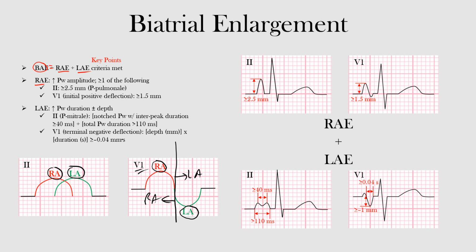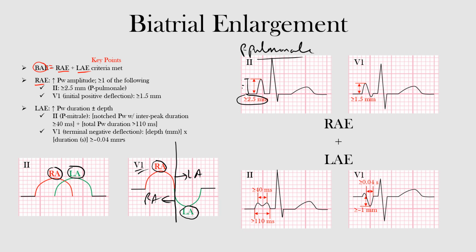In lead 2, we want a P wave amplitude greater than or equal to 2.5 millimeters, or 2.5 small boxes. So here's the criteria, and you can certainly see that. Notice that here's almost 1, 2, 3, almost 4 small boxes. So we meet it there, and again, that's what we call P pulmonale. You can think of this right atrial enlargement and P pulmonale because most of the causes tend to be due to the lungs or the pulmonary system, as a result of pulmonary hypertension.